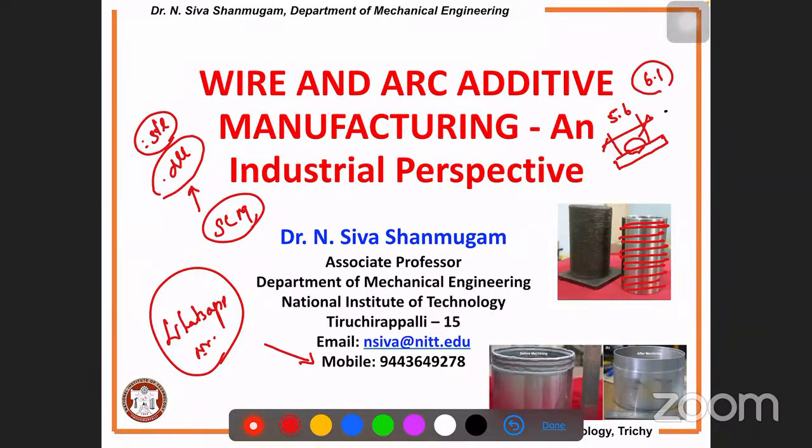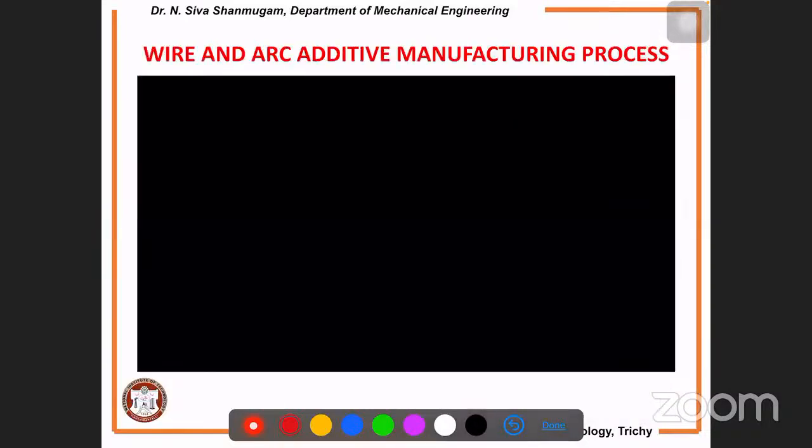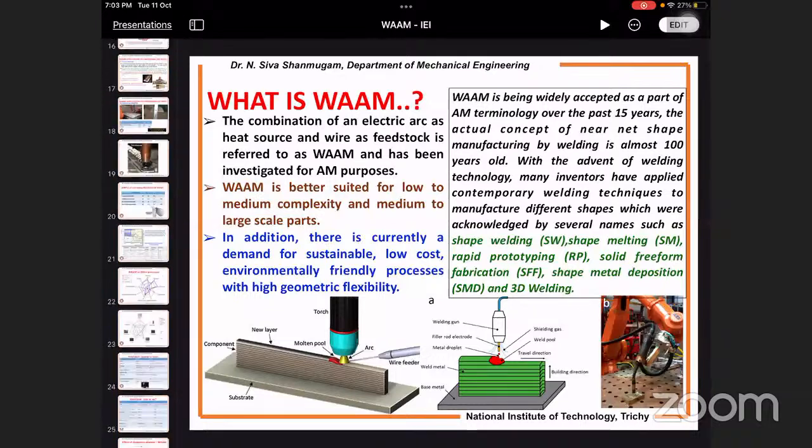Does the WAAM manufactured part have strength in all directions? No, it is anisotropic in nature. See the sample that I have projected here. I'll just come out and I'll show.